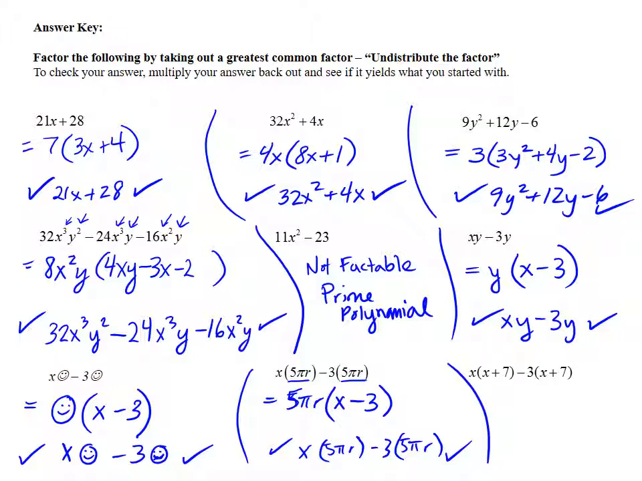And finally, x times x plus 7 minus 3 times x plus 7. Even though it feels a little odd, this x plus 7 that's in parentheses, it's kind of like that smiley face or the 5 pi r. It is common, so we can take it out front. And when you take it out front, what is left is going to be the x, when you divide this out, and the minus 3. Just like in the last two examples. And there's a method to my madness here of having 3 very similar examples, because we're going to be using this technique as we continue on to look at the next idea. So x plus 7 times x minus 3 is your final result. Notice a binomial times a binomial. Again, you can multiply that out to check. I'll leave that for you.